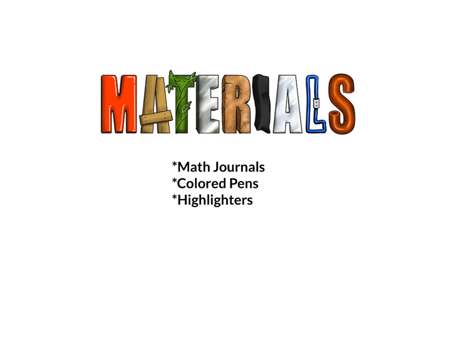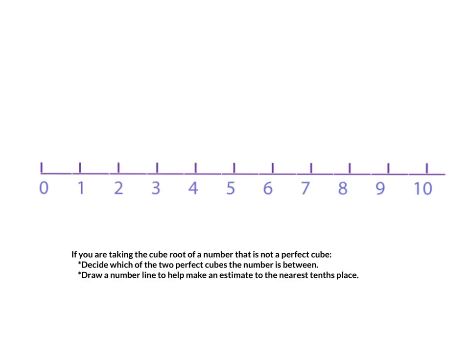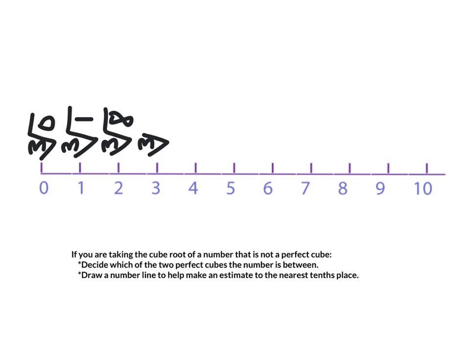For this lesson, the materials that you'll need will be your math journals, colored pens, and highlighters. In order to estimate cube roots, we need to use a number line that's filled with cube numbers and their cube roots. 0 is a cube root of 0. 1 is a cube root of 1. 2 is a cube root of 8. 3 is a cube root of 27.